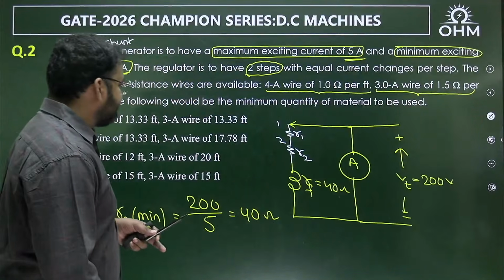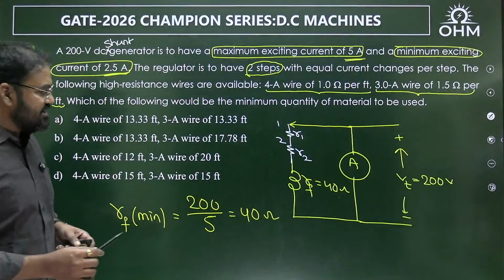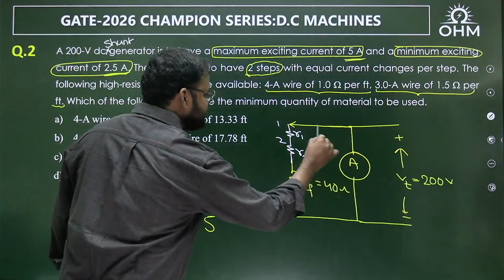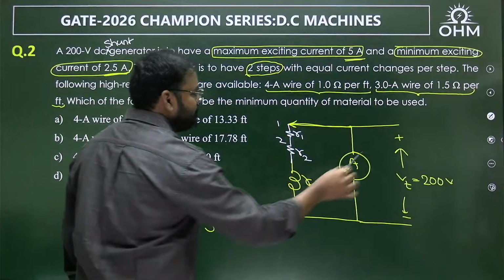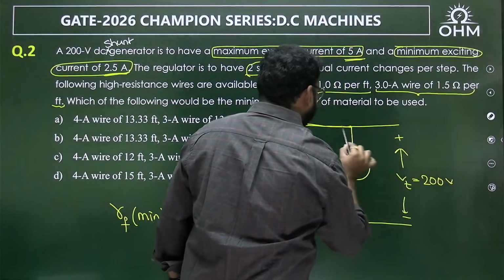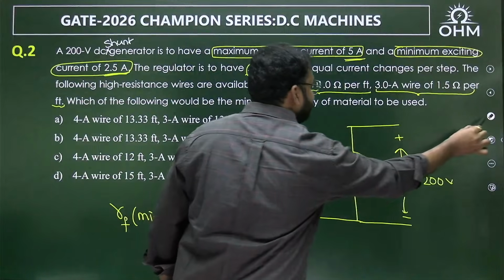Okay, all right. So now let us see, first I will place the regulator at step number 1, or you place the regulator at step number 2. For example, I place this regulator at step number 2.